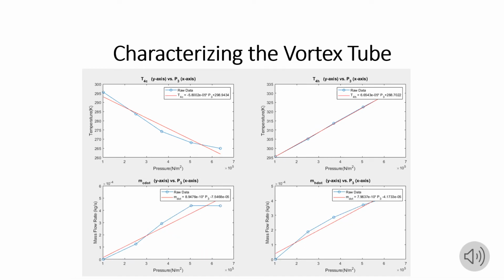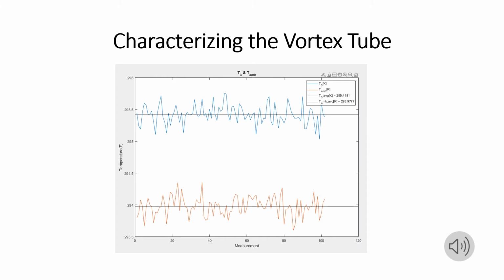These figures are models of the steady-state relationship between P3 and T4C, M.C, T4H, and M.H. This is data collection of T3 and T ambient in their steady state. The average value for T3 is 295.4 K and T ambient is 293.977, which has less than 1% percentage difference.